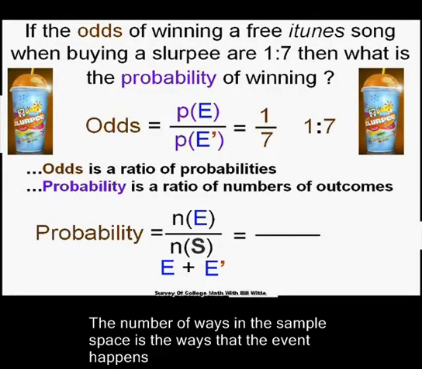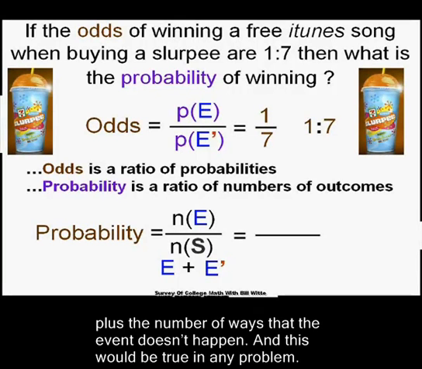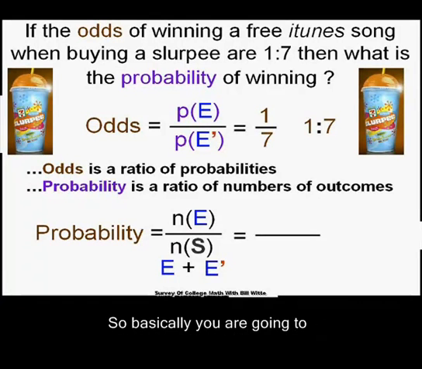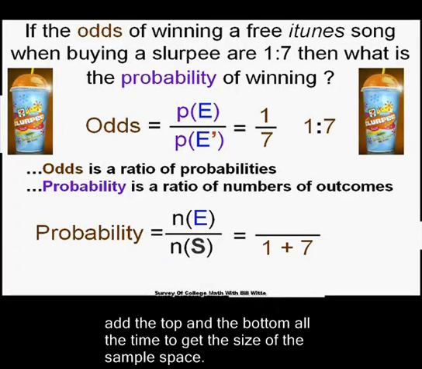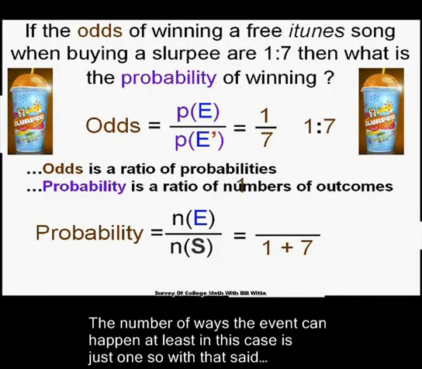The number of ways in the sample space is the event happening plus the event not happening. And this would be true in any problem, not just Slurpee problems. So basically you're going to add the top and the bottom all the time to get the sample space. And the number of ways the event can happen, at least in this case, is just 1.